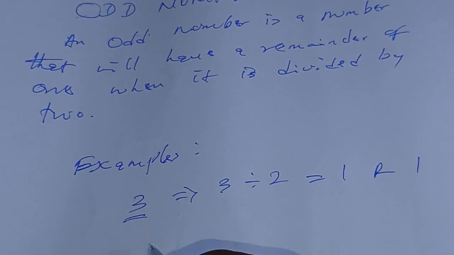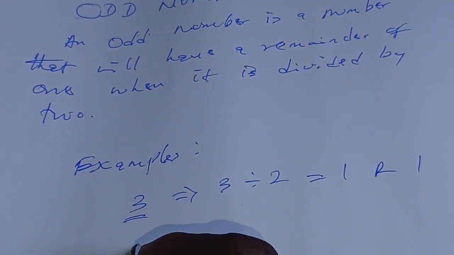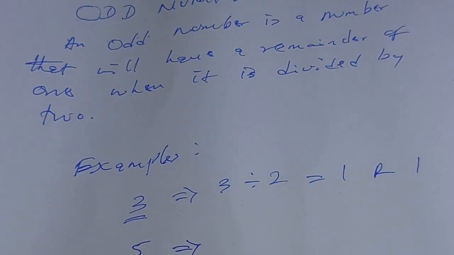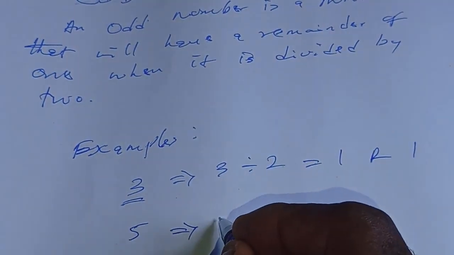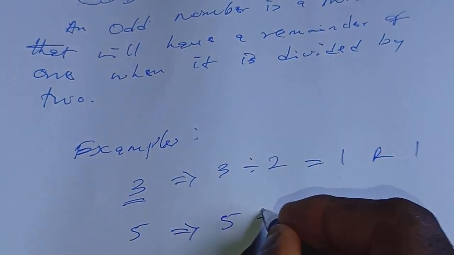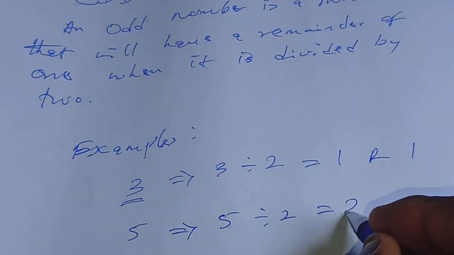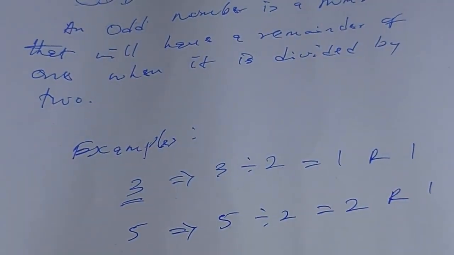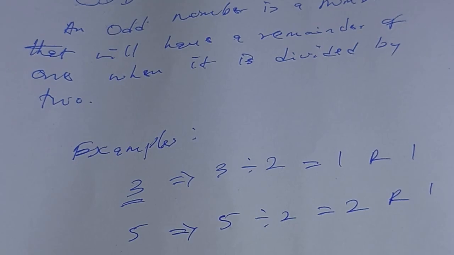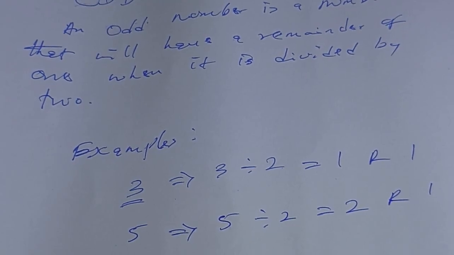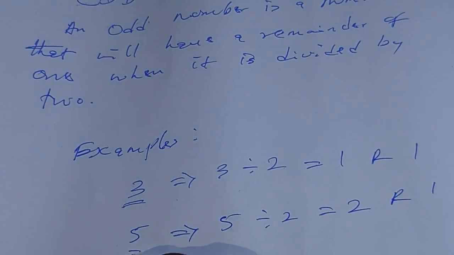So we'll look at the next now. Which other number can we think of? Let's look at the next there, 5. Why is 5 an odd number? If you divide 5 by 2, what you will have there is 2, remainder 1. 2 times 2 is 4, so it will be 4 and then remainder 1. So 2 divided into 5 results in 2 as your quotient, and then you have a remainder of 1. That's why 5 is an odd number.